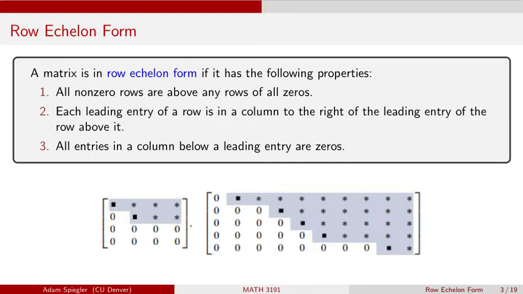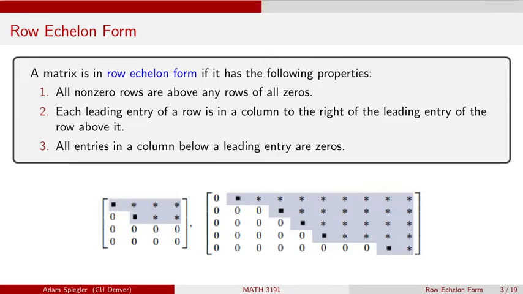So we say that a matrix is in row echelon form if it satisfies these three properties. First, all non-zero rows would be above any rows of all zeros. So for example, this matrix over here has 2 rows of all zeros. Those rows should be on the very bottom of the matrix, and any row that contains non-zero entries should be above it. And if the matrix is not already in this form, we can interchange rows. That's an elementary row operation in order to line it up in this form.